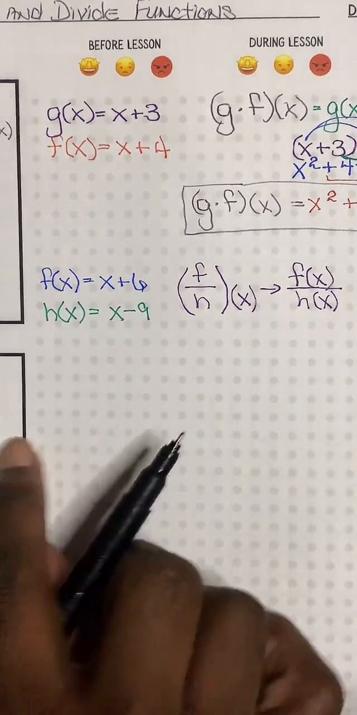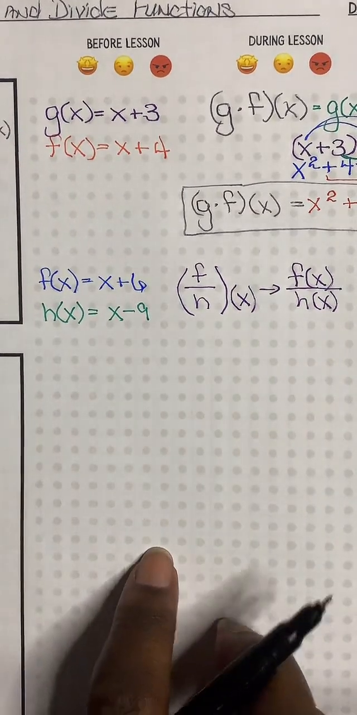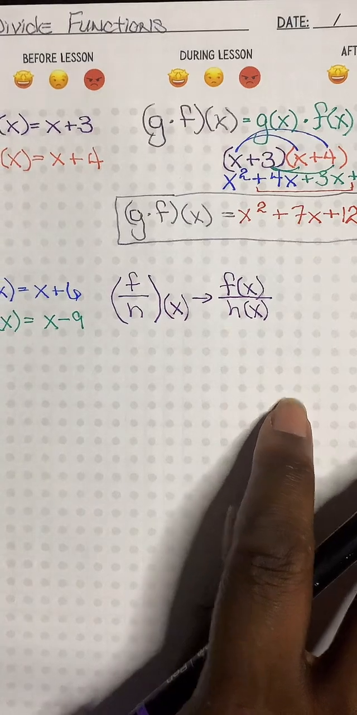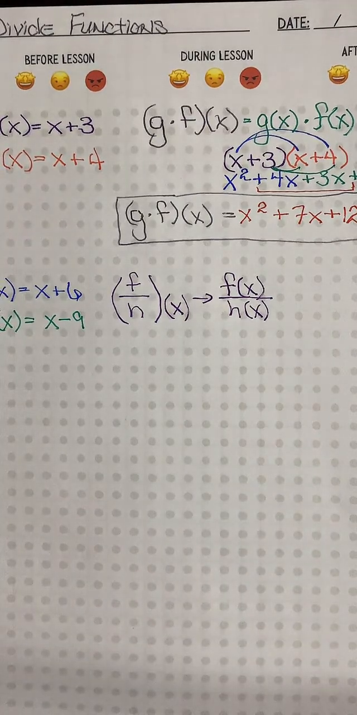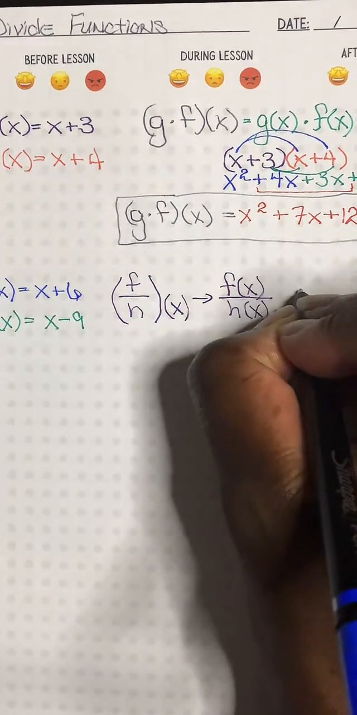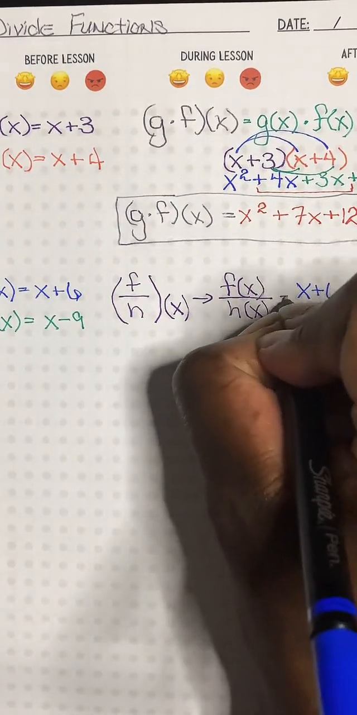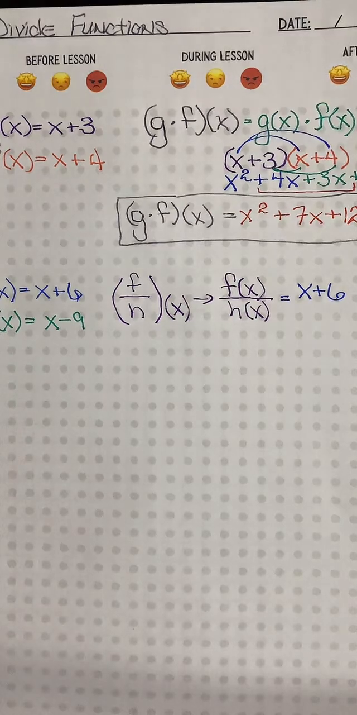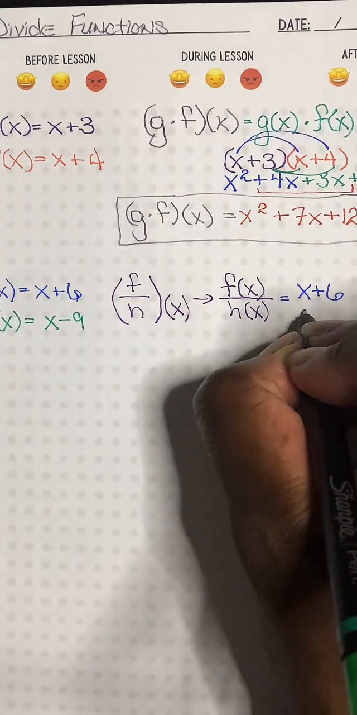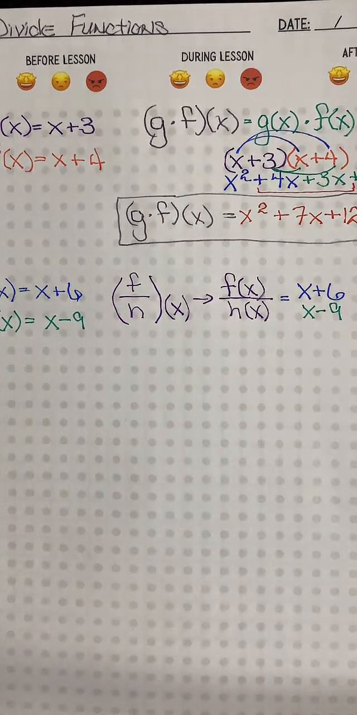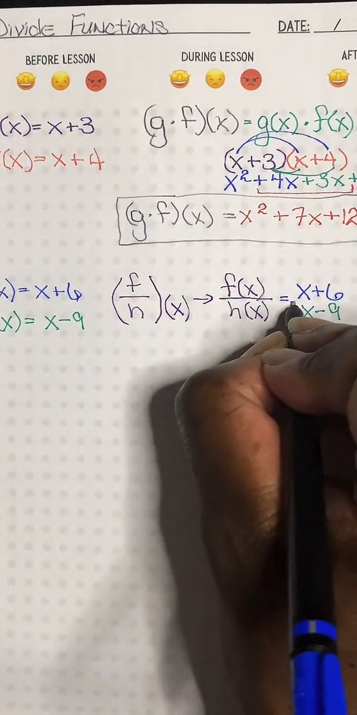All right, so let's take a gander. So if we're looking at f of x, and we say that f of x is x plus 6, and our h of x is x minus 9. And let me bring in my division.